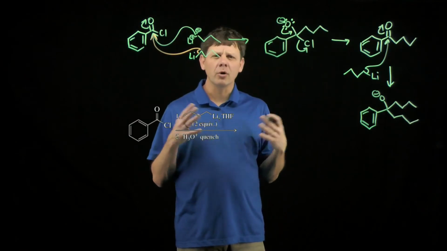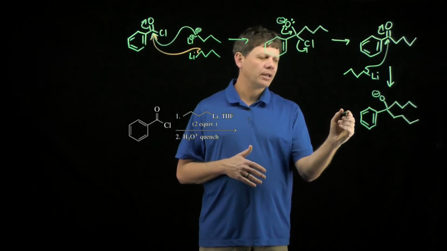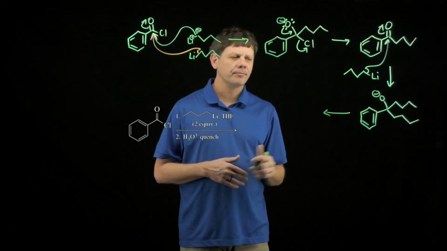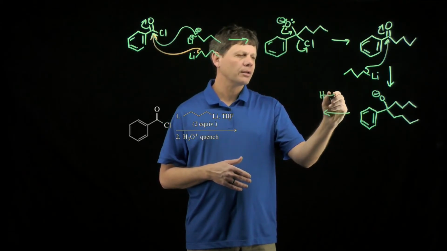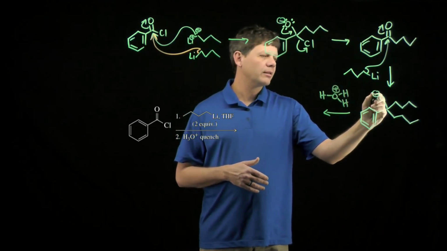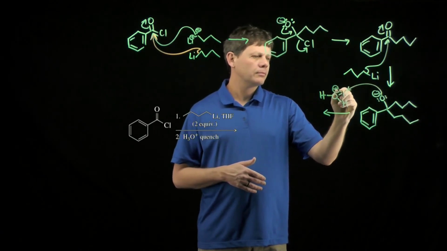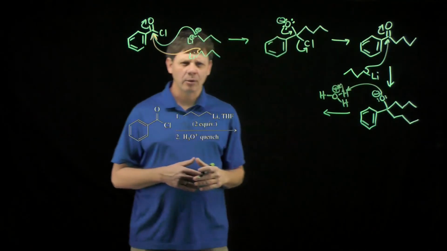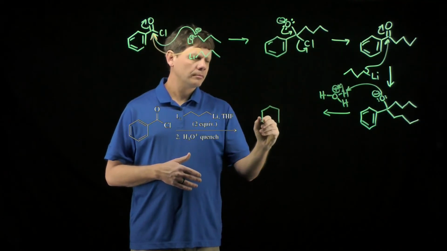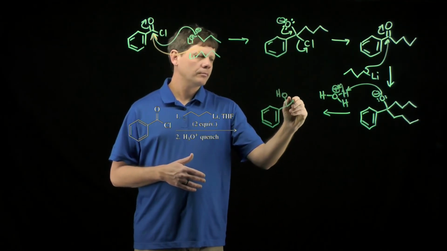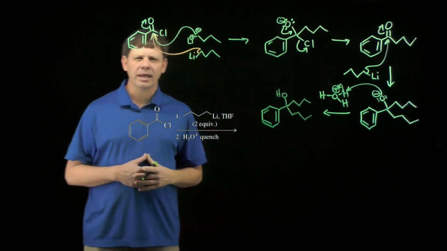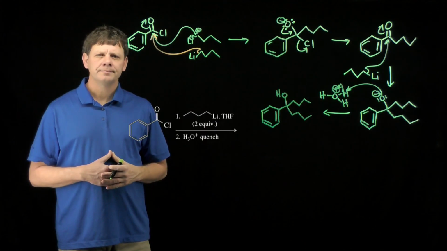And this molecule, with no way to decompose, sits around and waits for us to add our acid for the acid quench step. And so we can show the product of the acid quench step by protonating this alkoxide and giving us as our final product the tertiary alcohol. This is the product of the reaction on screen.